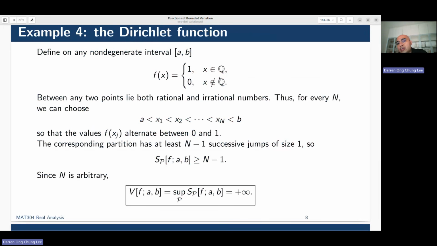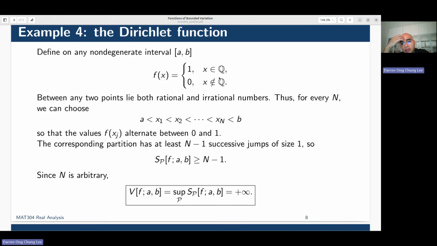But that means when we choose our partition, we can choose it in such a way, for example, that all the odd points, x1, x3, x5, x7, are irrational, and all the even points, x2, x4, x6 are rational. We don't count x0 and xn in that. So we can choose it so that you get rational, irrational, rational, irrational, rational, irrational, rational, irrational. So the f values will alternate between 0, 1, 0, 1, 0, 1, 0, 1. And that means that your partition will have n-1 jumps of size 1.